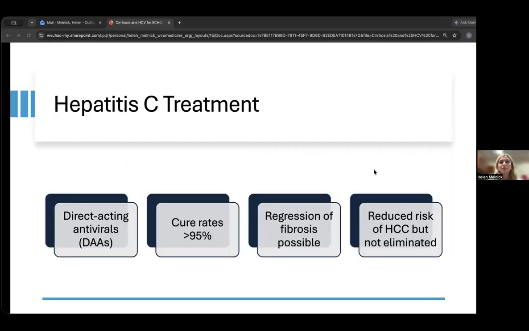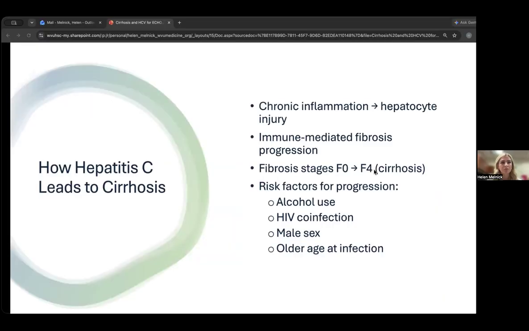Direct-acting antivirals have revolutionized HCV treatment with cure rates above 95%. Treatment is typically 8 to 12 weeks and well tolerated. Even after cure, patients with advanced fibrosis require ongoing HCC surveillance, which we'll talk a little bit more about further in the presentation. Fibrosis regression is possible, but cirrhosis would not fully reverse if they have progressive cirrhosis.